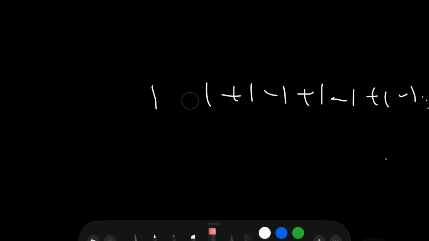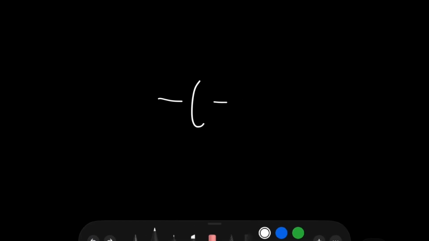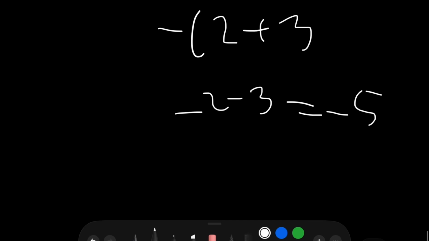So what if, we know that if we use the distributive property, like negative 2 plus negative 2 plus 3, that's just negative 2 minus 3, which is just negative 5. So why don't we do it this way?